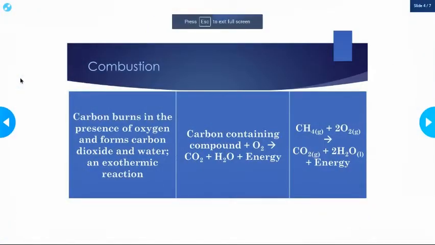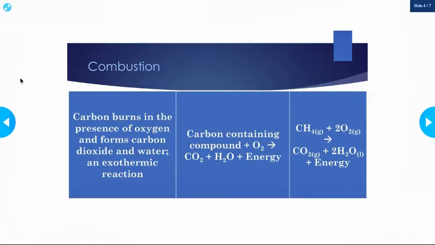Another type of chemical reaction is the combustion reaction. And in a combustion reaction, it's going to contain carbon, and carbon is going to burn. And of course, in order for this to happen, you have to have oxygen. And we're always going to form the same two products, carbon dioxide and water. This is also an exothermic reaction, which means energy is going to be given off.